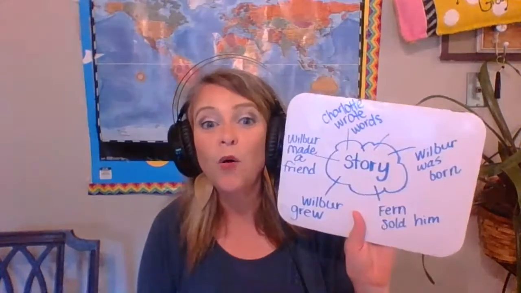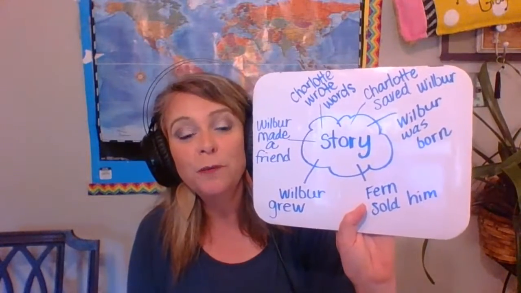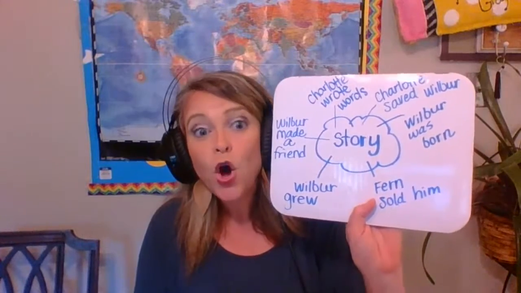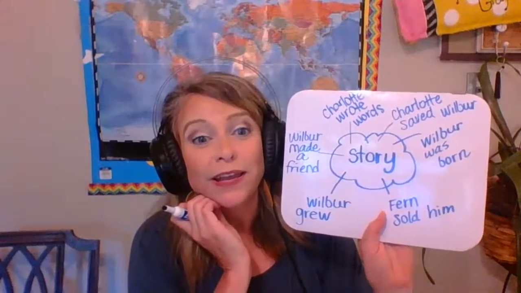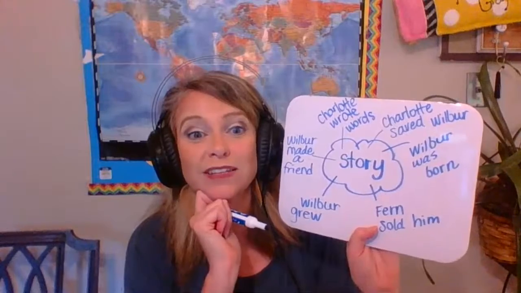So we need to look at what else we could add onto our web. So we have Charlotte wrote words, and then we also need to tell what happened at the end. Charlotte saved Wilbur's life. Okay? So those are your main story points. When you look at those things, that's how you understand how to write a summary of what happened. You could take each one of these and write a sentence with it.